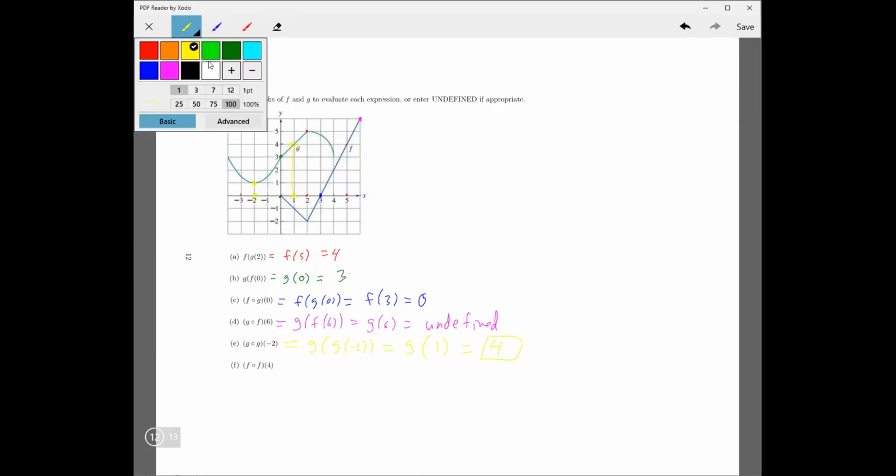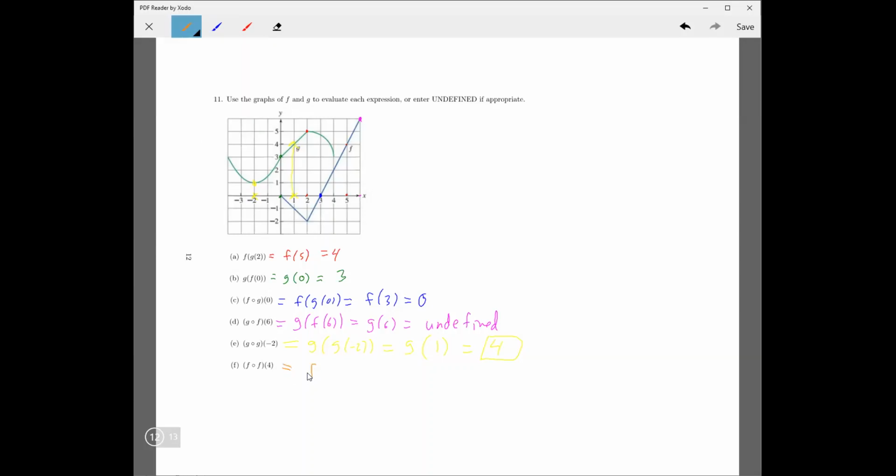And the last one, let's try orange. Okay, that's f of 4. So f of 4 is 2. And then f of 2 is negative 2. Whoa, it's the first one that's negative. Okay, so that's how you do that.